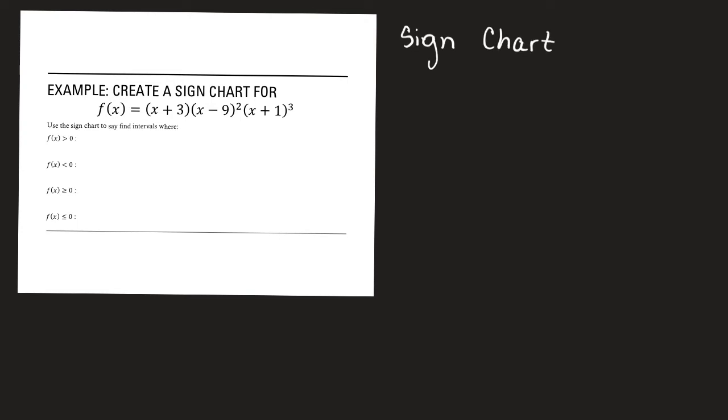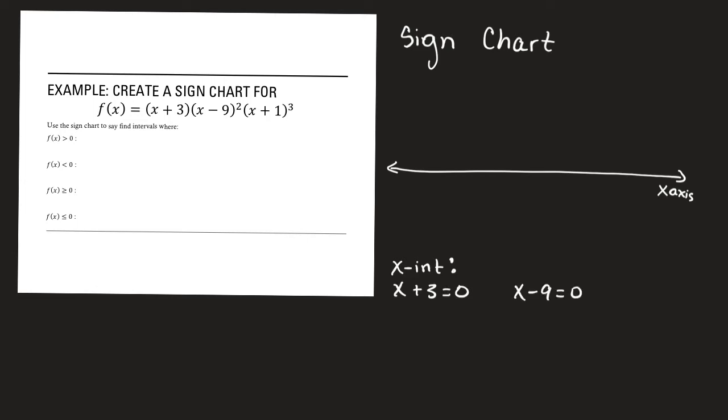The sign chart is an exploration of the x-axis and the function. So I'm going to draw an x-axis, and I'm going to start to identify the way that this function behaves in relation to the x-axis. So in this polynomial, I can find the x-intercepts by setting all the factors equal to 0. So my first factor, my second factor, and my third. I'm going to solve all of these and find all of my x-intercepts on the graph.